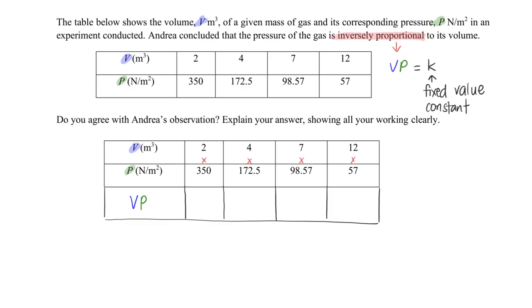So this one will give me 700. The second value, when I multiply them, will give me 690. Oh, I know they are not the same already. But to complete the whole table, then you will start to see that, hey, this will be 689.99, and this will be 684.